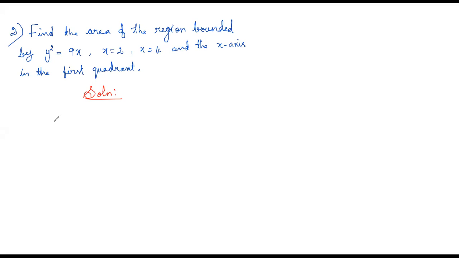It is: find the area of the region bounded by y square is equal to 9x, x equal to 2, x equal to 4, and the x-axis in the first quadrant. So all you have to do is read and understand all these curves: y square is equal to 9x, x is equal to 2, x is equal to 4, and the x-axis. So the region bounded by all these four is the region for which you have to find the area. Okay, so first draw the diagram very carefully.